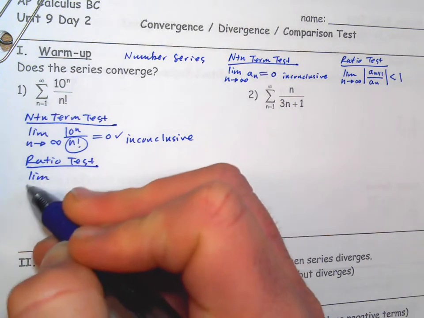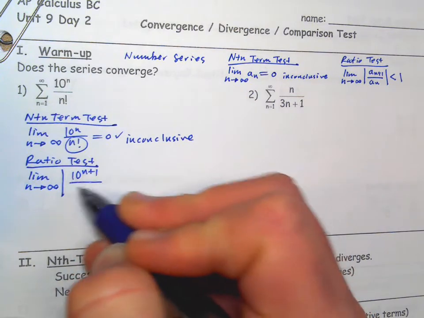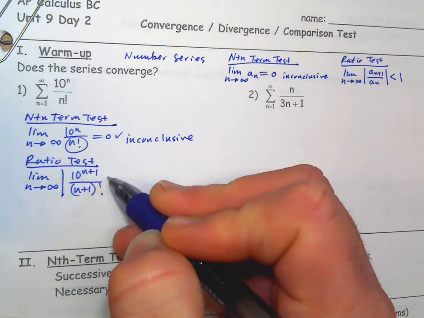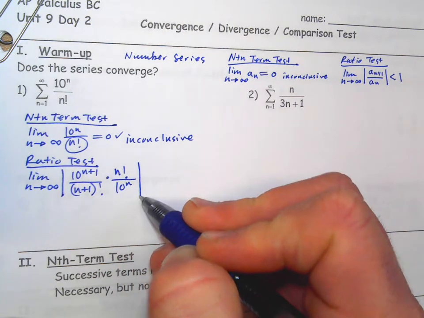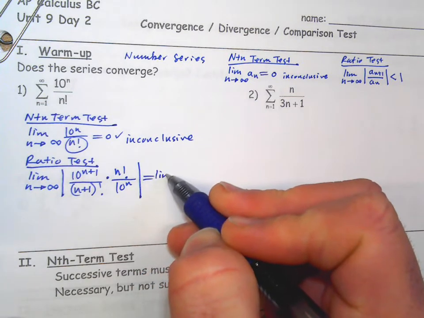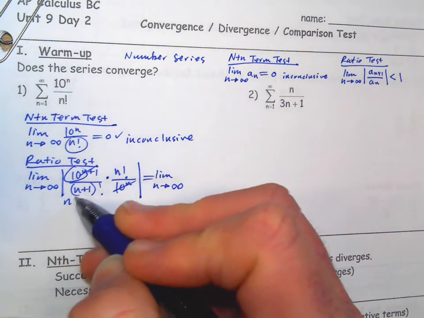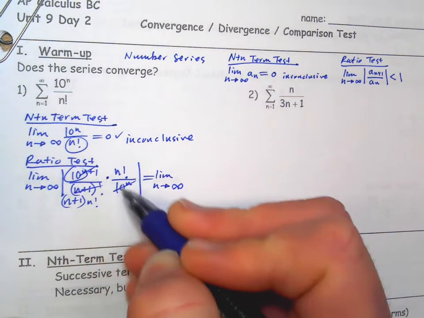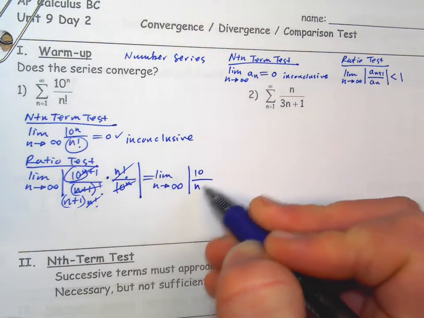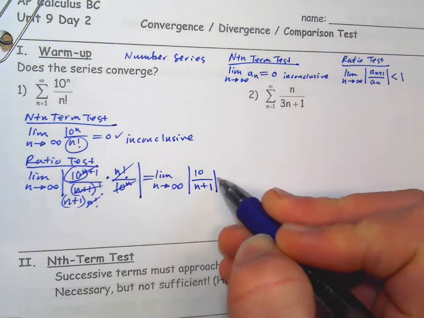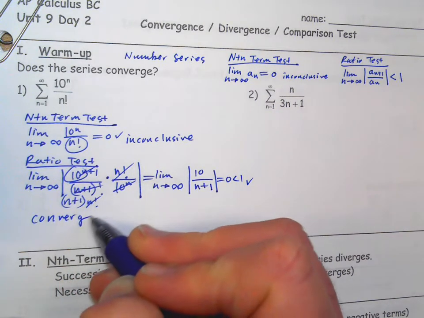And so we're going to write the limit as n goes to infinity of the absolute value of 10 to the n plus 1 power over n plus 1 in parentheses factorial, divided by the nth term, or multiplied by the reciprocal. We can clean it up, simplify it before taking the limit. Rules of exponents are often helpful. Factorial trick: n plus 1 factorial is n plus 1 times n factorial. So this is what we have now. And it goes to 0, which is less than 1. So it converges by the ratio test.